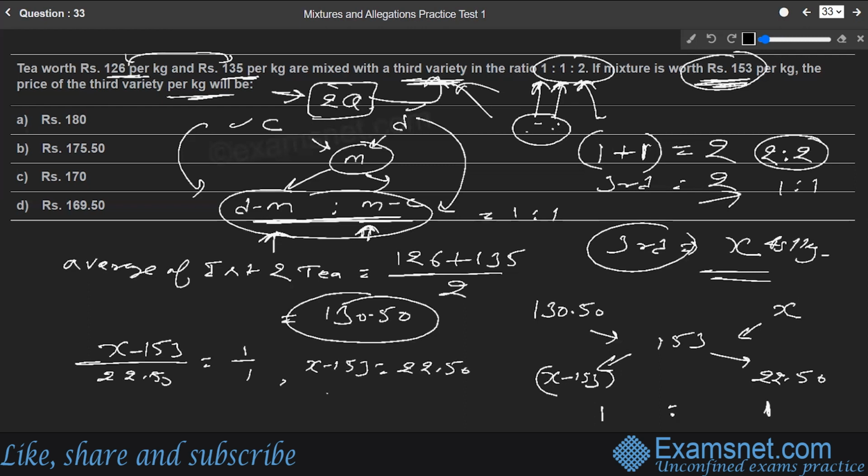22.50. So here the X value comes out to be 175.50 rupees. Okay, so the third variety costs 175.50 to give you the situation of 1 is to 1 is to 2 in the new mixture. So that is the answer, 175.50, available in option number B.